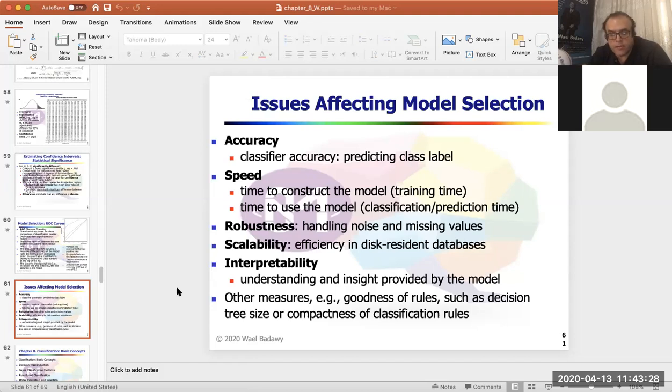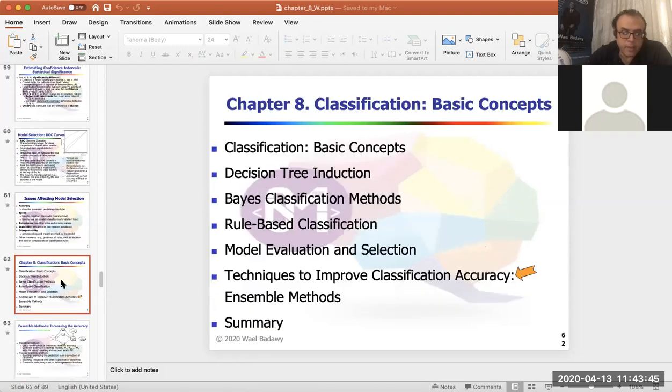There are some other measures. One of them is whether it is incremental or not. I can look at other measures like goodness of results, such as decision tree size. I can look at different aspects. So if I want to compare between models, there is a set of tools which we explained that you can use to evaluate the model.